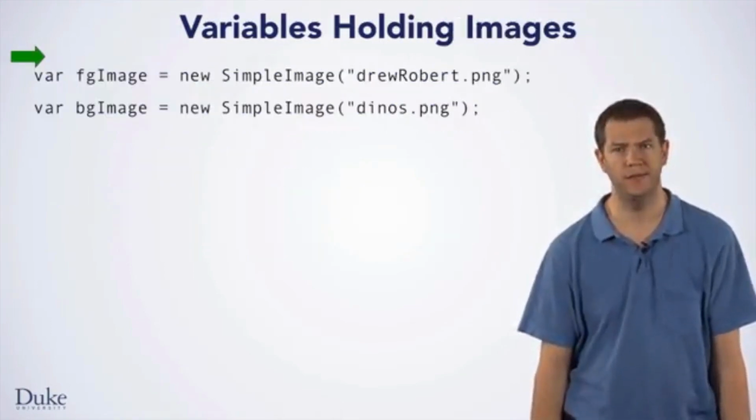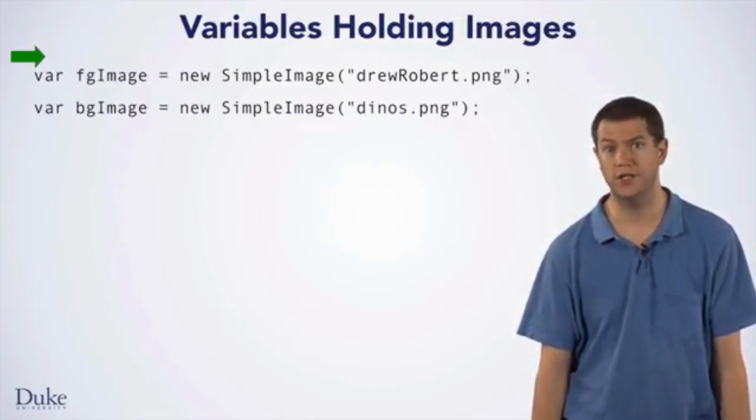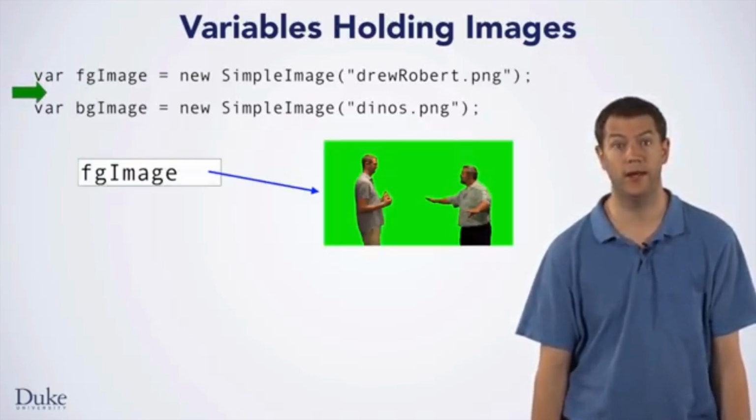We have 2 statements here, each of which declares and initializes a variable. The first declares fgImage and initializes it to a new simple image, which would have the effect of creating a box named fgImage whose value is this image of me and Robert. You may notice that the image is not directly inside of the fgImage box, but rather off to the side with an arrow pointing at it. When you do new, you end up with an arrow pointing at the thing that new made.